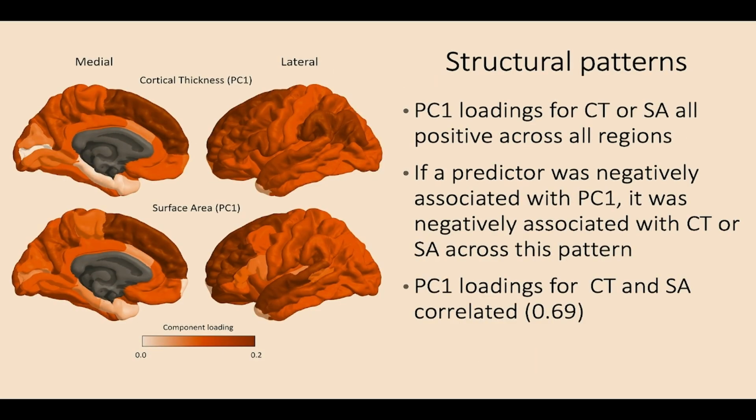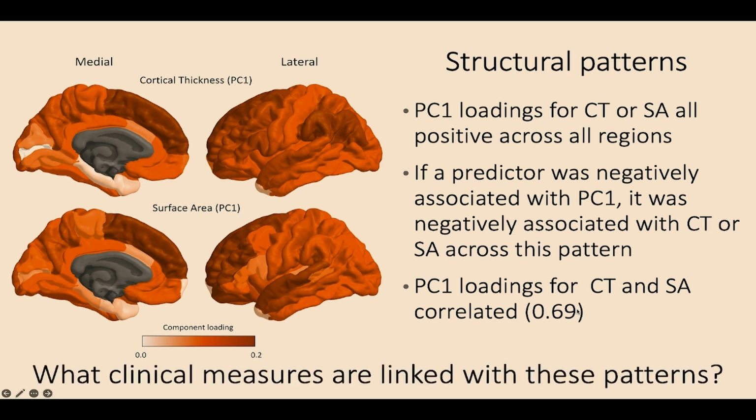Now, all the loadings for the first component for both the CT and SA were uniformly pointing in one direction. So if a predictor was negatively associated with the first component, it would be negatively associated with cortical thickness or surface area across this network, which we visualize based on the loadings. Now, the loadings for PC1 across the regions for cortical thickness and surface area were correlated to a large degree, but not completely.